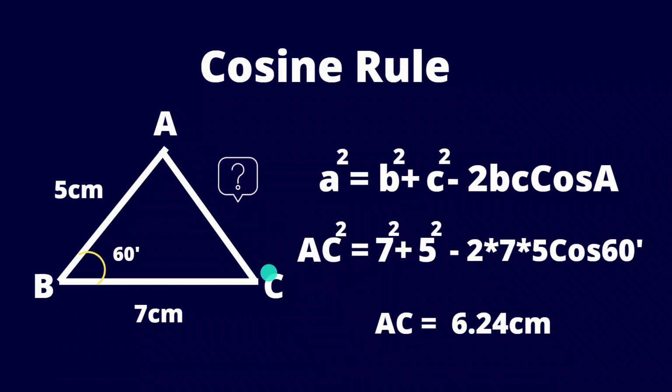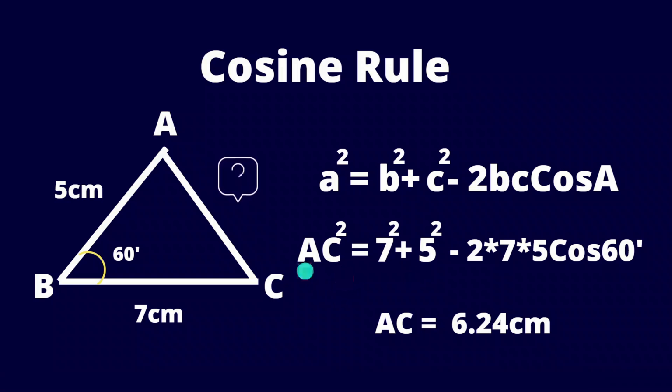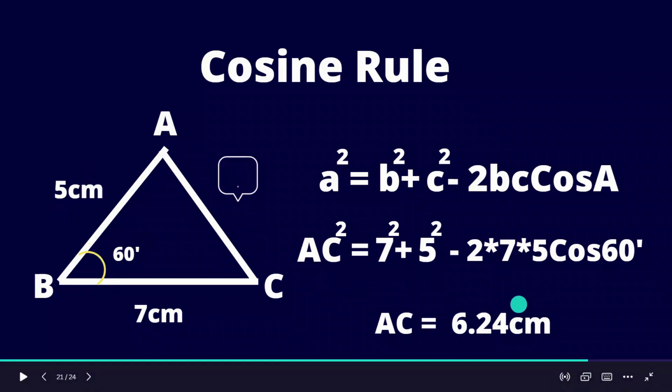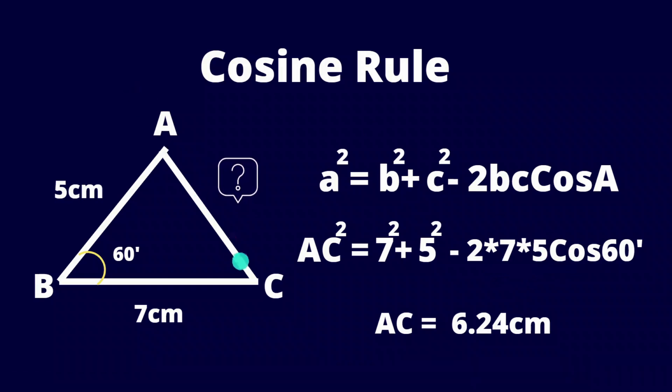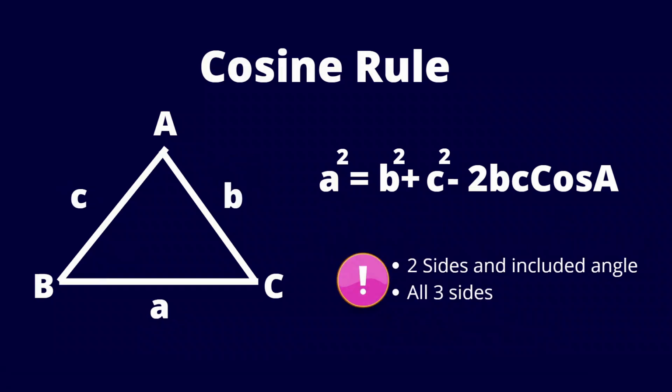We get AC square. Since we're trying to find out what AC is, we put it on the left hand side. AC square equal to 7 square plus 5 square minus 2 into 7 into 5 into cos of the angle opposite to AC, or the included angle, which is 60 degrees. Now when you do the calculations, you get AC equal to 6.24 centimeters. So this is how you apply the cosine rule.